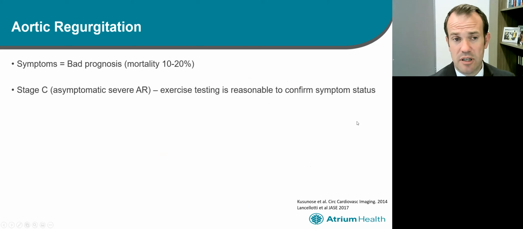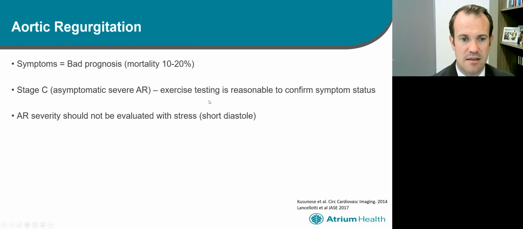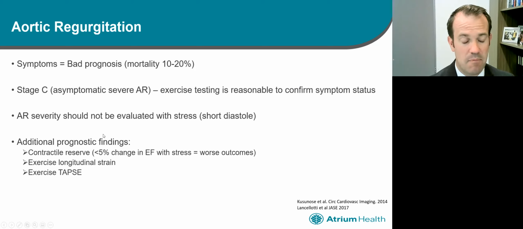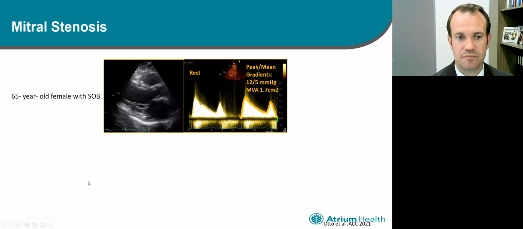For aortic regurgitation, obviously symptoms denote a bad prognosis. And so again, like severe asymptomatic aortic stenosis, if they're asymptomatic, it's reasonable to confirm that status. But we're not going to be trying to evaluate the aortic regurgitation at peak exercise, because remember, we're really shortening that diastolic period, and the AR may look a lot worse or a lot less with stress. Additional prognostic information is in assessing the contractile reserve, the longitudinal strain, and TAPSE.